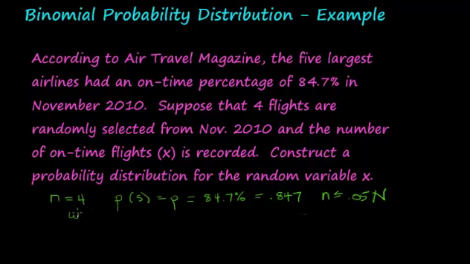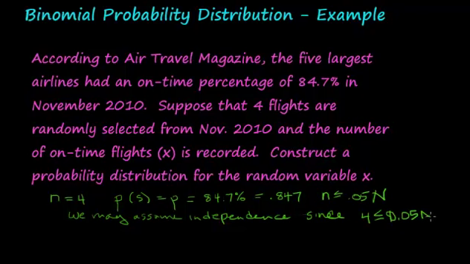So I'm just going to write that note. We may assume independence, since 4 is going to be much less than 0.05 times the population, without even calculating that number. 30 times 2,500, a very large number. Okay, so now we're good to go on creating our probability distribution.